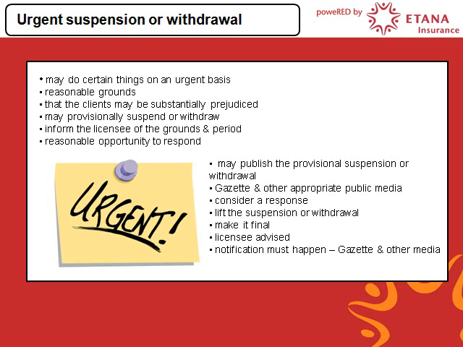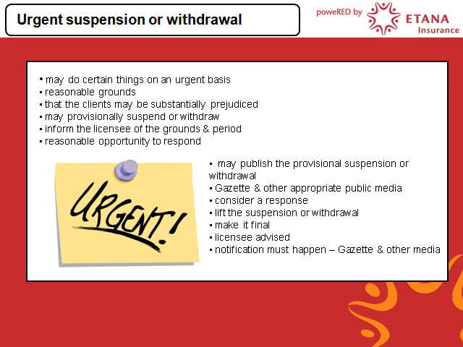The registrar may publish the provisional suspension or withdrawal in the Gazette, and if necessary, by means of any other appropriate public media. The registrar must consider a response received from the licensee and may decide to lift the provisional suspension or withdrawal, or make it final. The licensee must be advised accordingly, and notification must happen in the Gazette and other media if necessary.